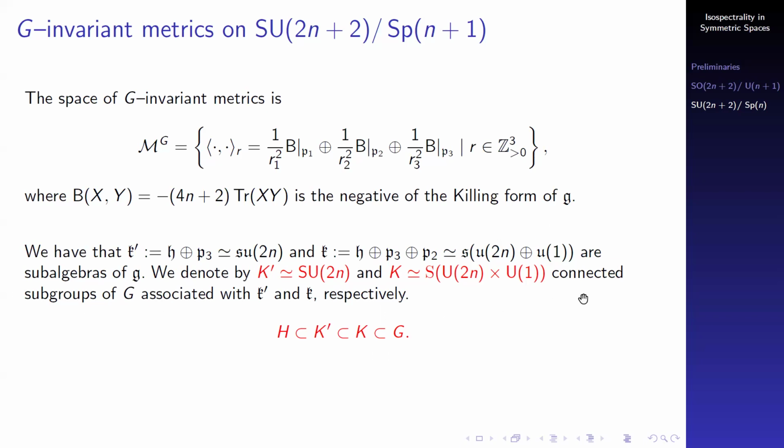two subalgebras, sorry. So these are subalgebras of G, and again we denote by K prime, which is isomorphic to SU(n), and K, which is isomorphic to SU(n) times U1, the connected subgroup of G with the algebras K prime and K respectively. So in this context, we have H is a subgroup of K prime, and K prime is a subgroup of K, which is a subgroup of G.